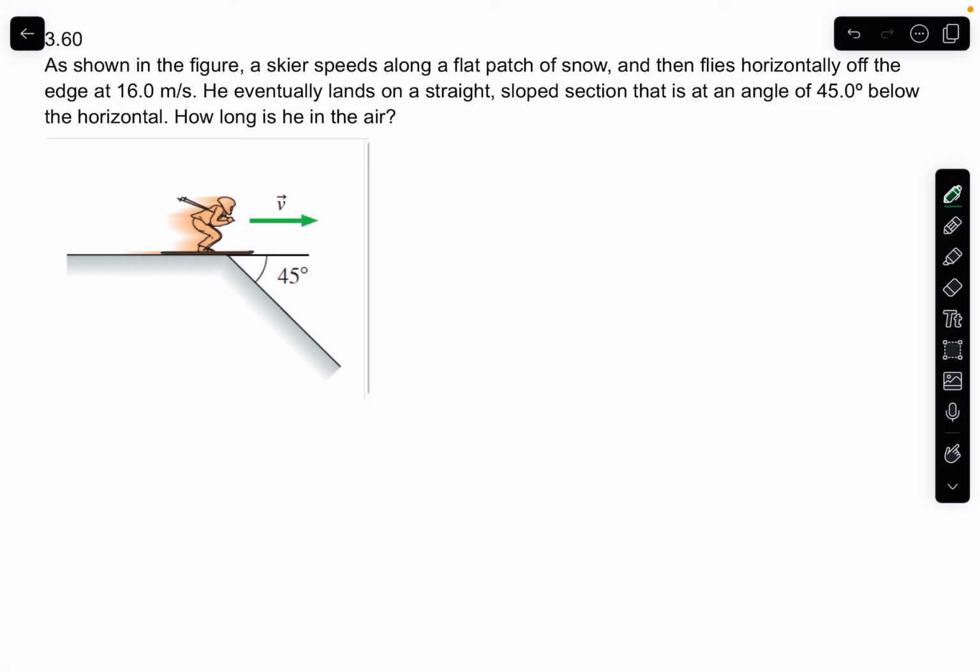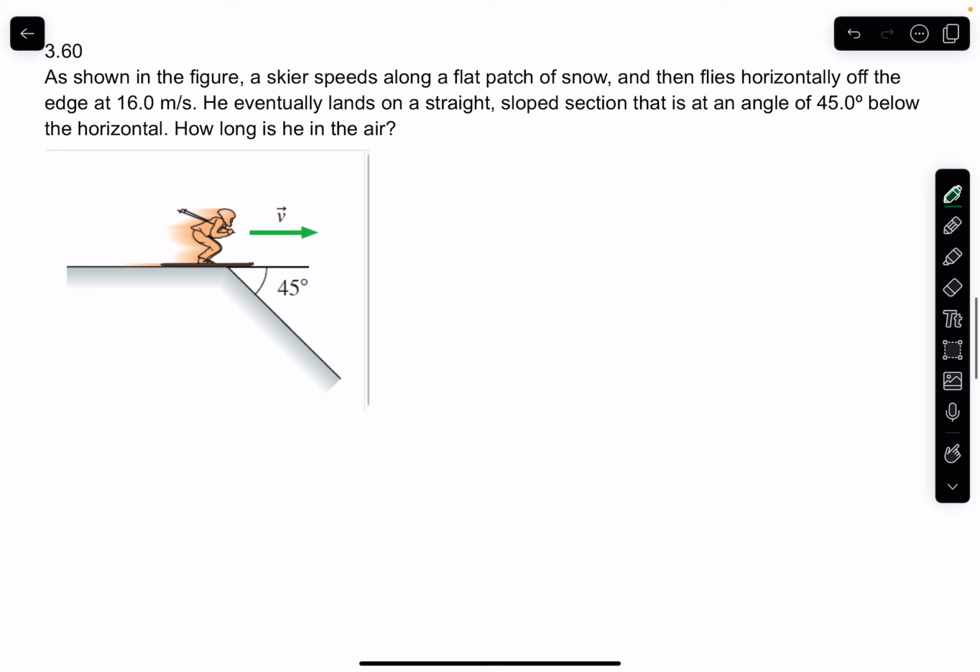All right, so this, I would argue, is the hardest question that we will see in this unit. So this is a tricky one. The ski guy is going to go off of the ski jump and land down here somewhere. So this is actually not as much an inclined plane problem as it is a projectile motion problem. Okay, so let's talk this through.